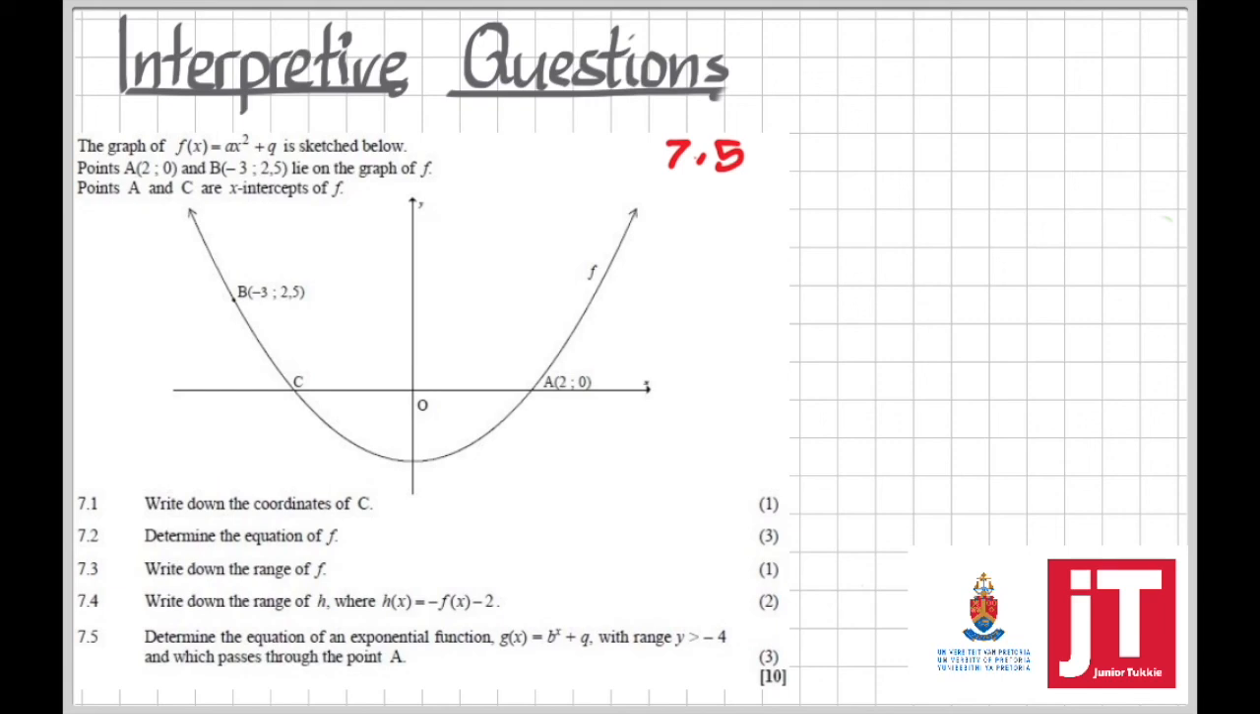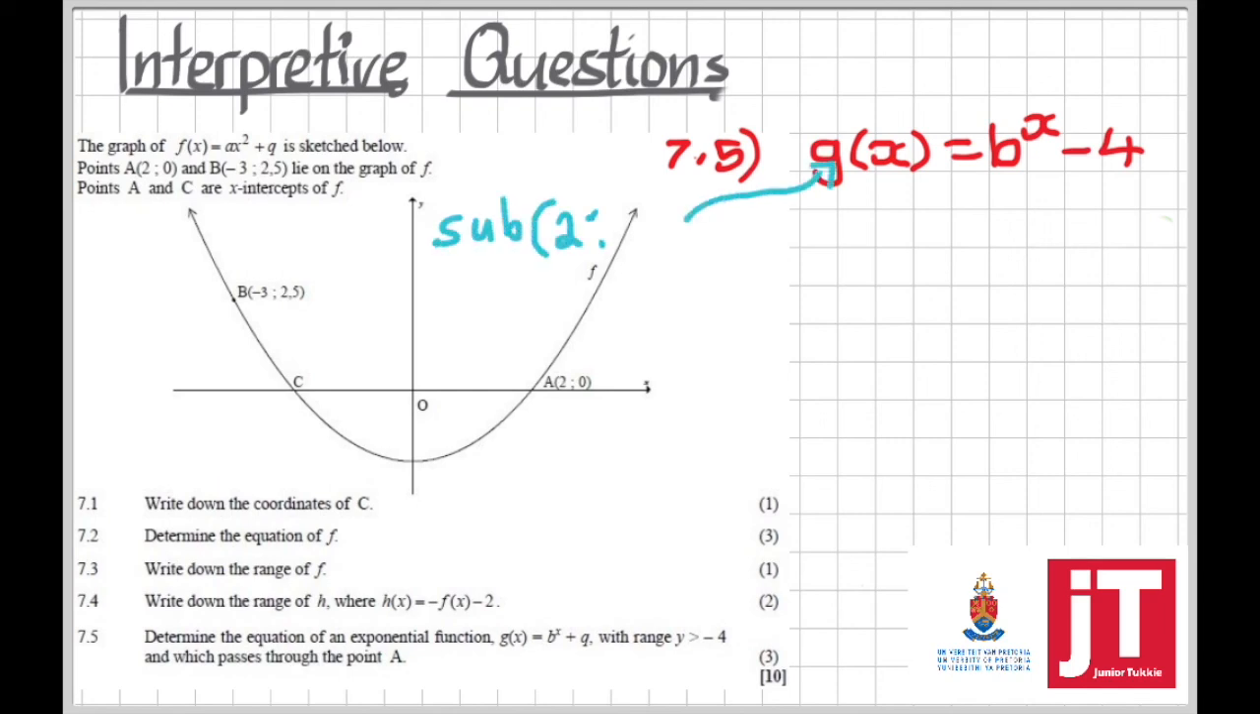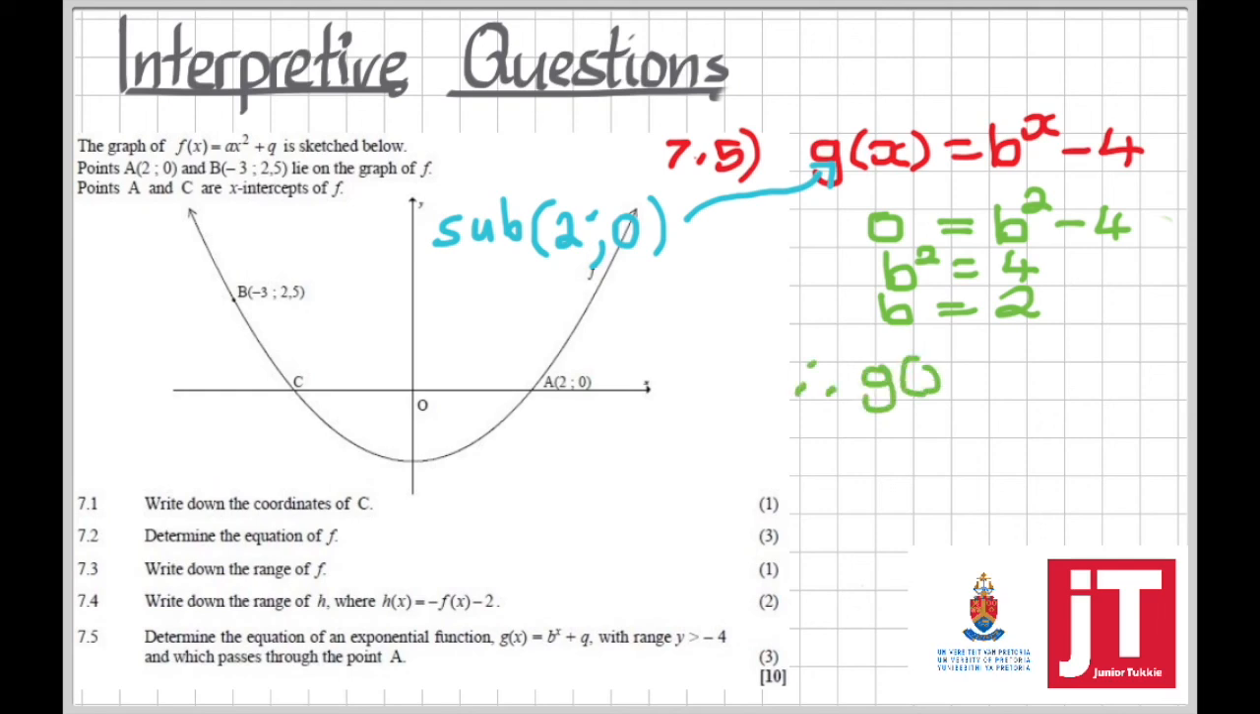To kickstart, I'm going to write g of x equals b to the power x minus 4. Where did I get the minus 4 from? The range. Now I'm going to substitute the point A, which is given by (2; 0). If I do that, I get the equation 0 equals b squared minus 4. Solving for b, we get b squared equals 4. And my b value has to be a positive 2 and not negative. And therefore, the conclusion is that g of x equals 2 to the power x minus 4.